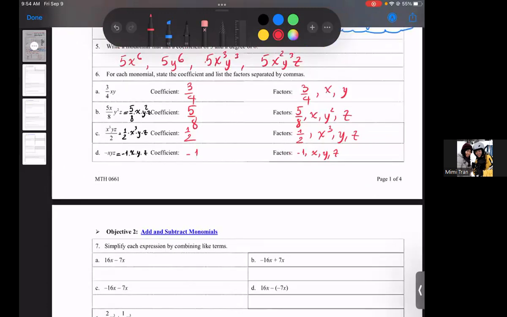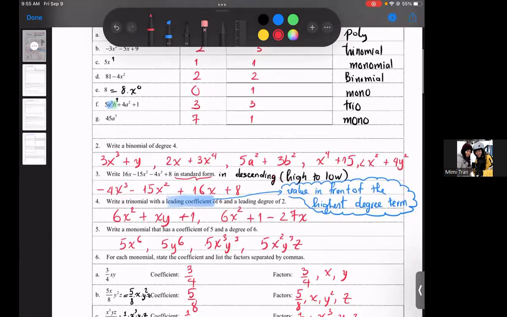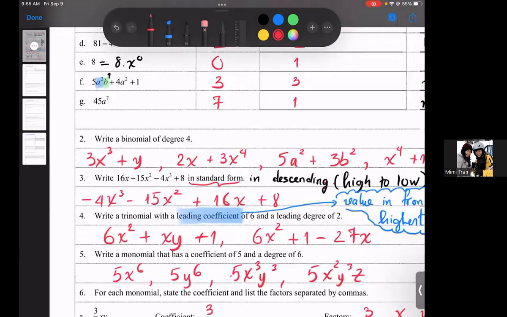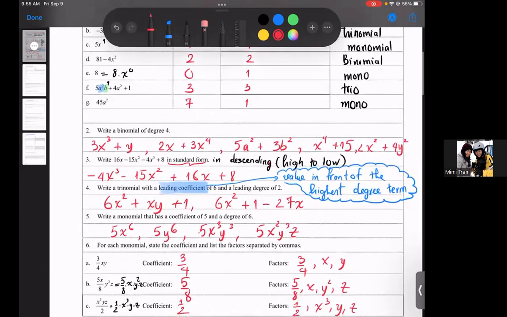Do you have any questions for objective 1? It's a good time to ask. Number 3, yes. When they say in order, they mean in terms of power. Good thing you asked, not in terms of coefficient. High power to low power.